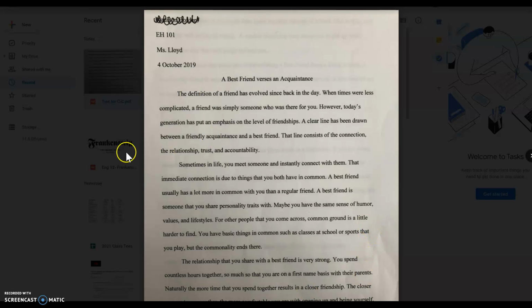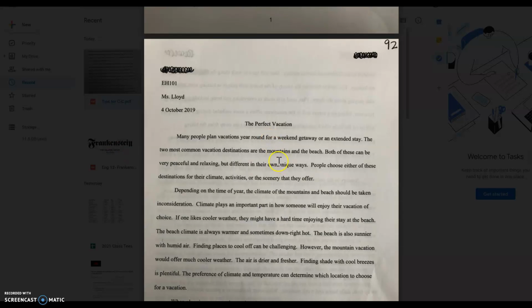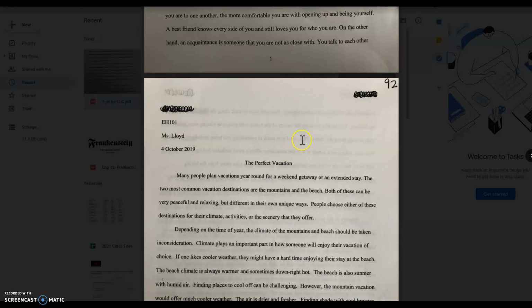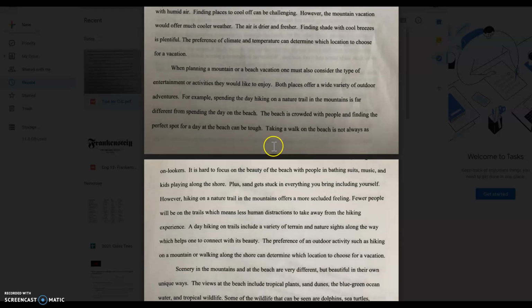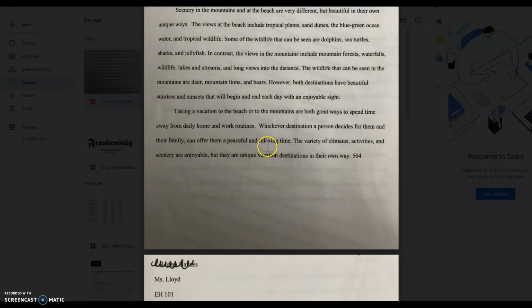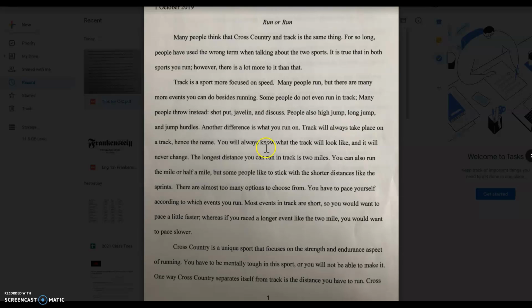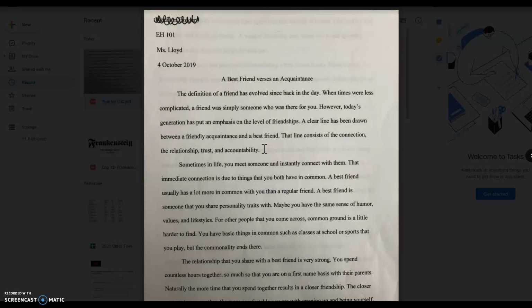Okay, so let's take a look at just a couple of sample essays really quick. And I just picked some. These are all real essays actually from the last time I taught 101. I wanted just to kind of point out a couple of things on these essays, things that people do well and things that people maybe not quite so well. So this particular one obviously is about comparing a best friend with an acquaintance. And I wanted to look at this one because I wanted to talk about this introduction.